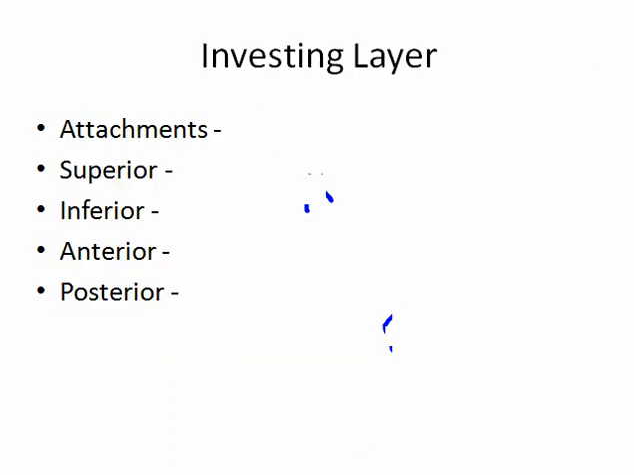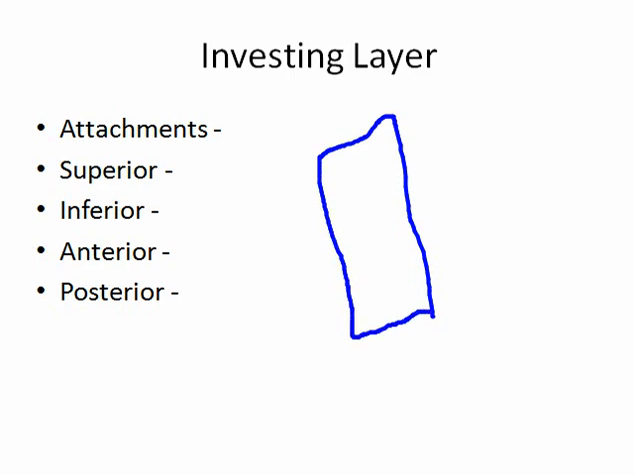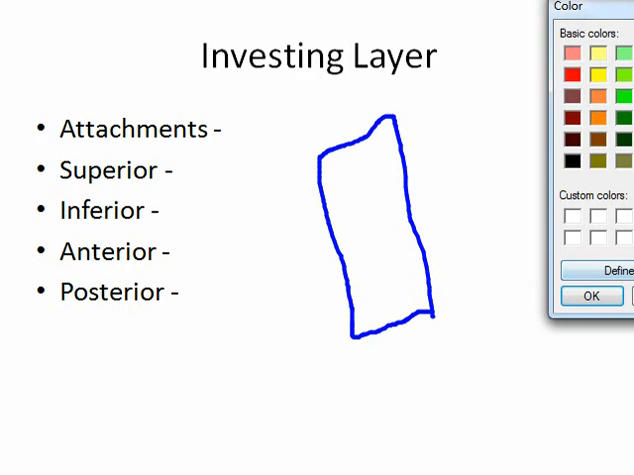So first of all, the investing layer. What is the investing layer of the deep cervical fascia? The investing layer of the deep cervical fascia is like a sleeve. For example, this is the arm or hand, and then it is covered by the sleeve.